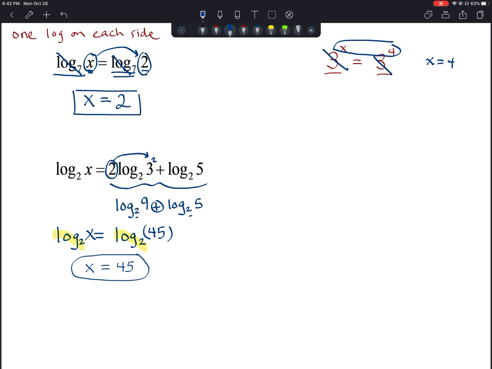So real quick, if I take that 45 and plug it in right here, then that would be a positive number. So that works, that checks out. And I didn't check the one before, but if we put a 2 up there, that should make sense. Okay, so more than one log on the same side, we rewrite it as one log. If we have logs on both sides, we try to get them down to 1, and then we can cancel them out.